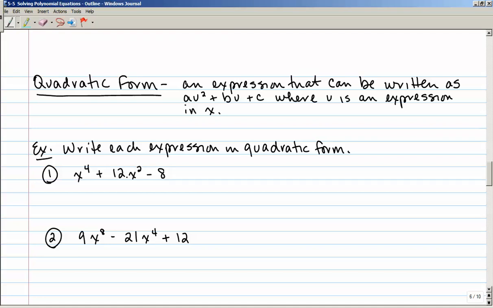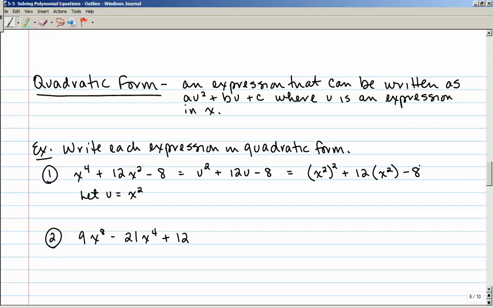So we have x to the fourth plus 12x squared minus 8. What I'm going to do is let u equal x squared. Then I can write this as, since u is x squared, u squared, because x squared squared gives me x to the fourth, plus 12u, since u is x squared, minus 8. Or what they're really looking for is x squared squared plus 12, and I'm going to put that x squared in parentheses, minus 8.